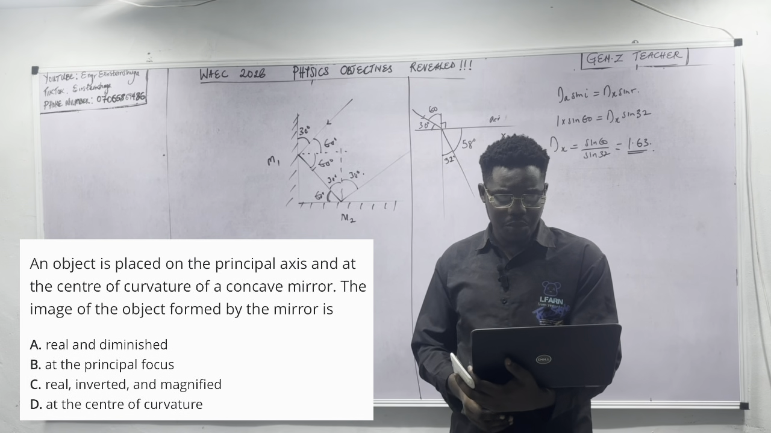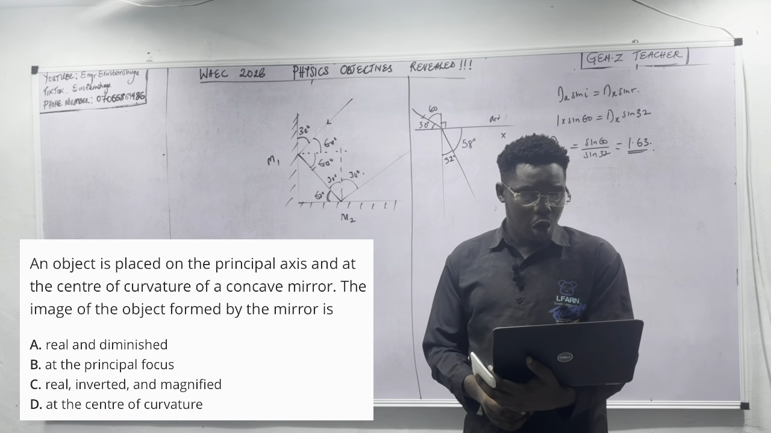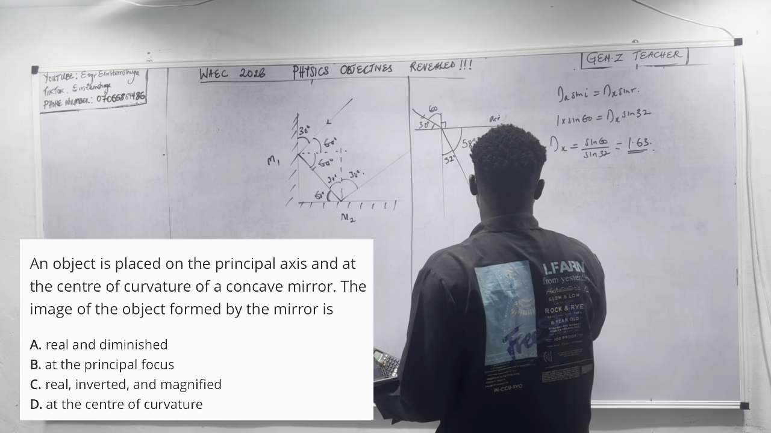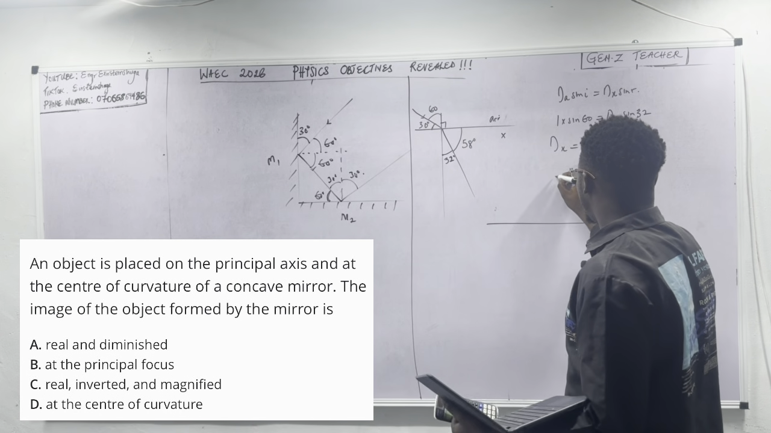Number 26, an object is placed on the principal axis and at the center of curvature of a concave mirror. The image of the object formed by the mirror is dash. Quickly, I'm going to give you a shortcut for this one. We have a concave mirror of this nature.